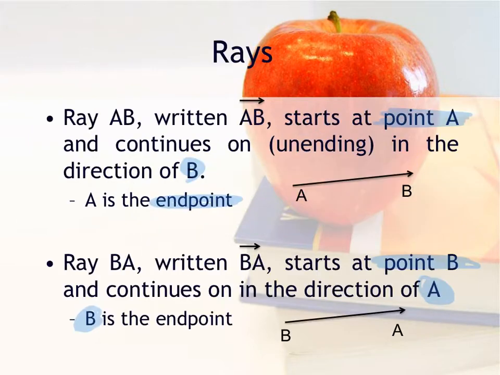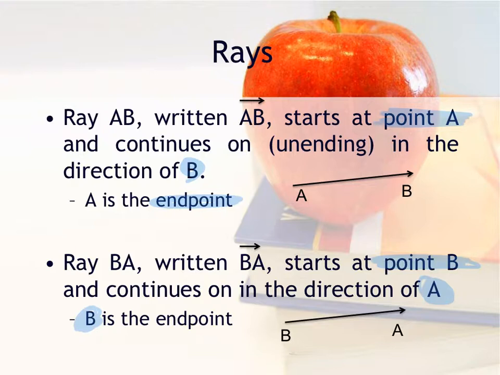Okay. Now we're going to talk about rays. Ray AB will be written as the capital letters A and B with a picture of a ray on top. It's starting at the first letter and it's not ending, because it's got the arrow at the second letter. A is the endpoint. It's where it starts. The order of the letters is important for rays.